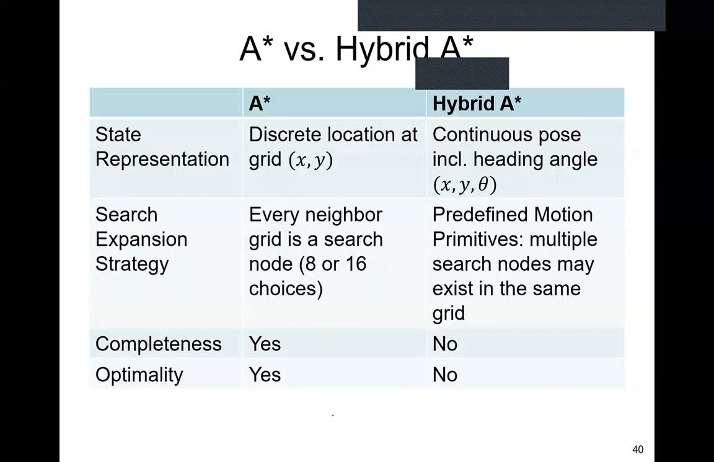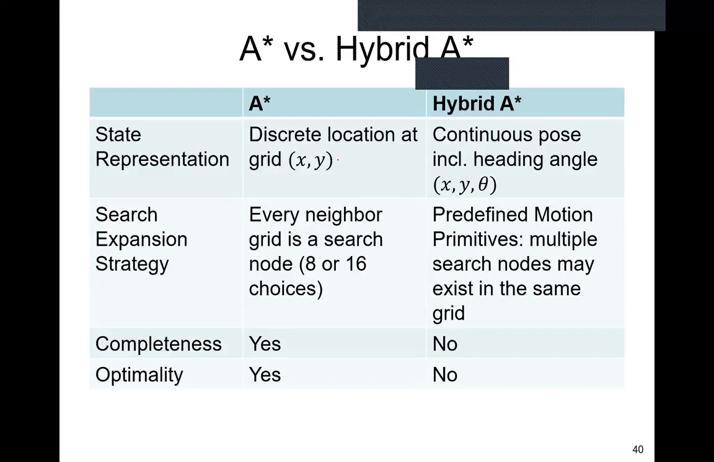So a comparison of A star and hybrid A star. A star state representation is discrete location at each grid point. And hybrid A star is continuous pose of the vehicle, including its x-y position and its heading angle theta. So search expansion strategy. In A star, every neighbor grid is a search node. So at every grid cell, you have 8 or 16 possible next choices.